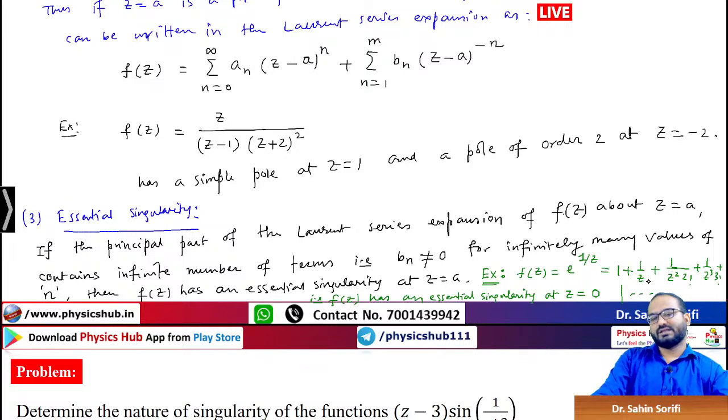Because as you can see, it is like 1 by z minus 0, 1 by z minus 0 whole square, z minus 0 whole cube, and so on. So is all the concept clear now? Singularity: isolated, non-isolated. In isolated we have removable, non-essential, and essential.